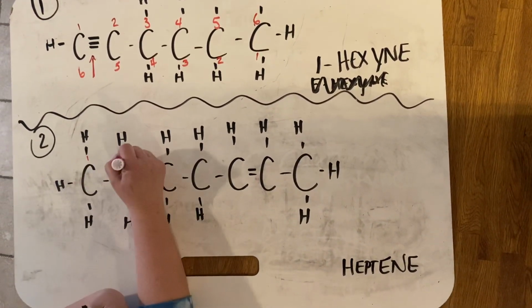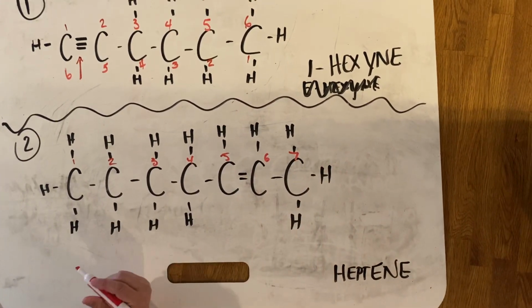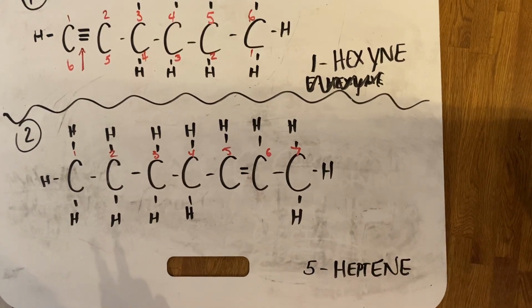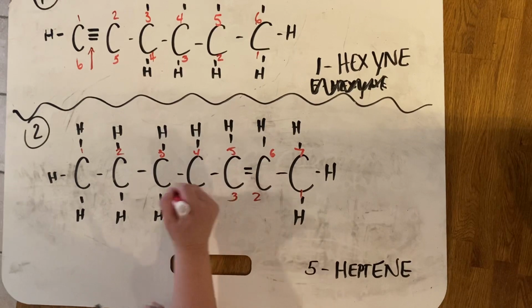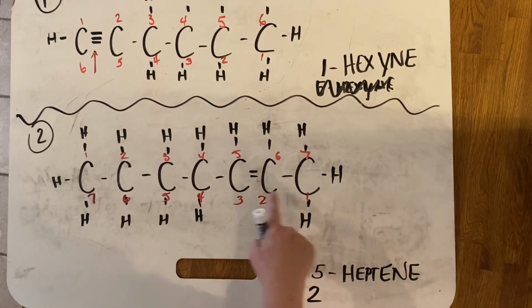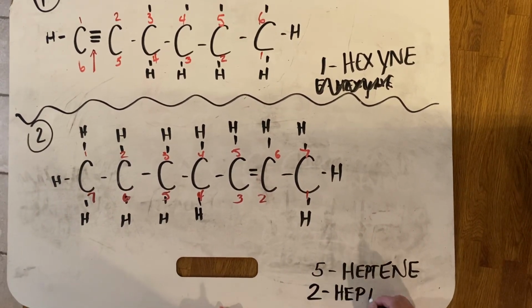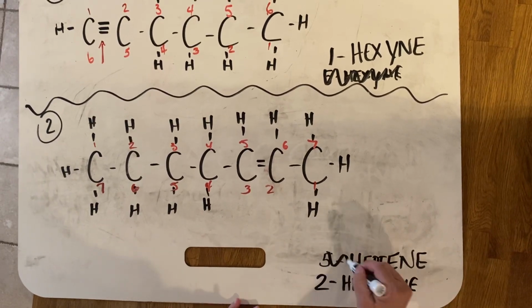If I count, again, from the left, the double bond starts on carbon number 5, and I would call this 5 heptene. If instead I count from the opposite direction, you could see that the double bond now starts on the 2 carbon, 1, 2, that's where it starts, and I would call it 2 heptene. Again, only one of these is correct, and the correct one is the lowest number.